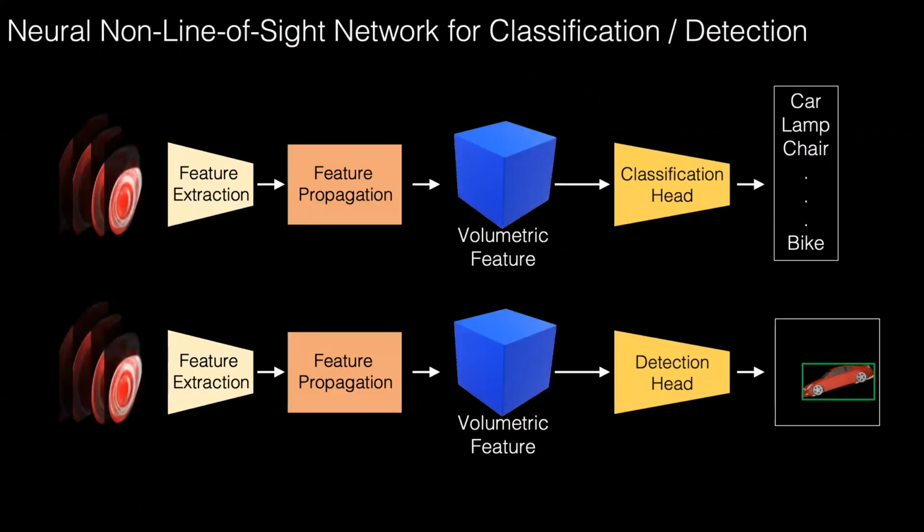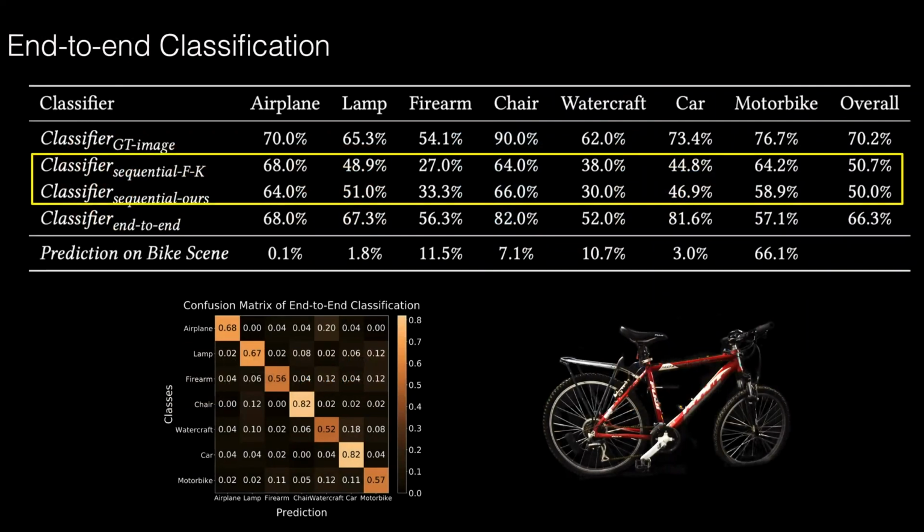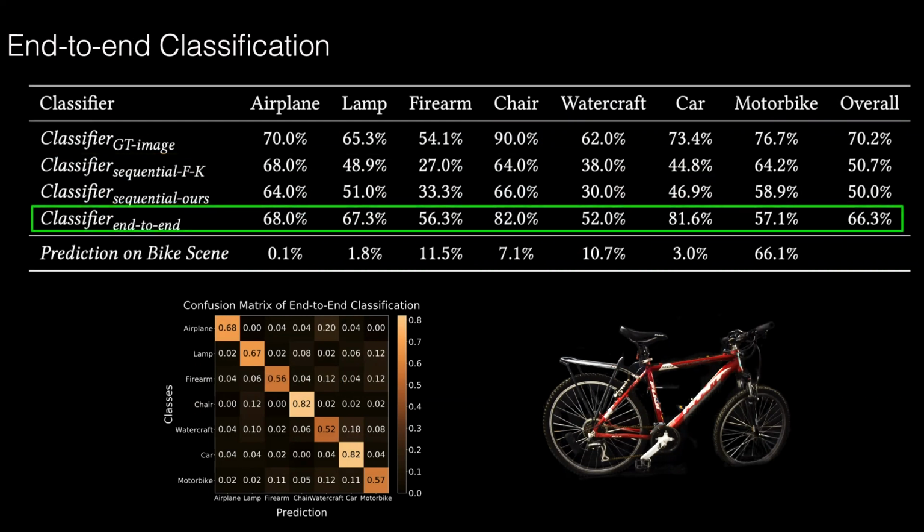In addition to scene reconstruction, by replacing the 2D render network with different heads, the proposed method also supports end-to-end classification and detection. Here, we show classification results. We compare to sequential pipeline approaches that first reconstruct an image and then add a classifier on top. The proposed end-to-end method outperforms such sequential approaches by over 15%.